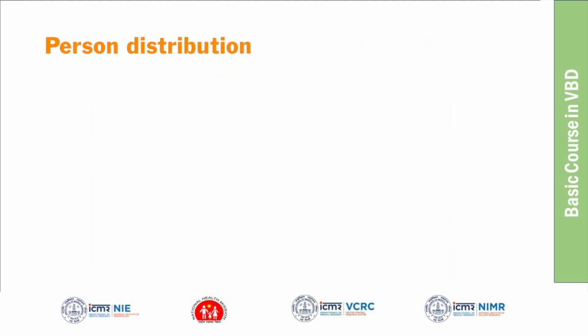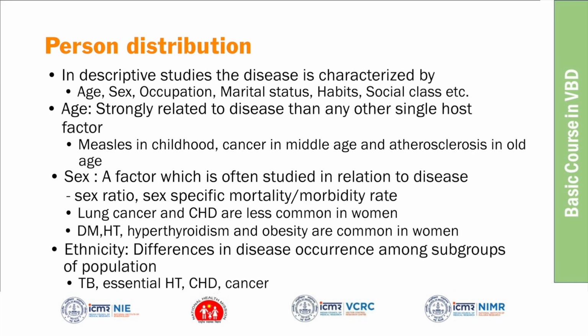So now coming to the person distribution. In descriptive studies, the disease is characterized by age, gender, occupation, marital status, habits, social class, etc. Foremost important is the age, which is strongly related to disease than any other single host factor. Because we all know some particular problems occur only in the pediatric group, that is the children. Some diseases may occur in the middle age, some in the geriatric population, older age group. Example, measles in childhood, cancer in middle age, and atherosclerosis in old age. So age is a strong descriptive factor, a host factor, for describing a disease.